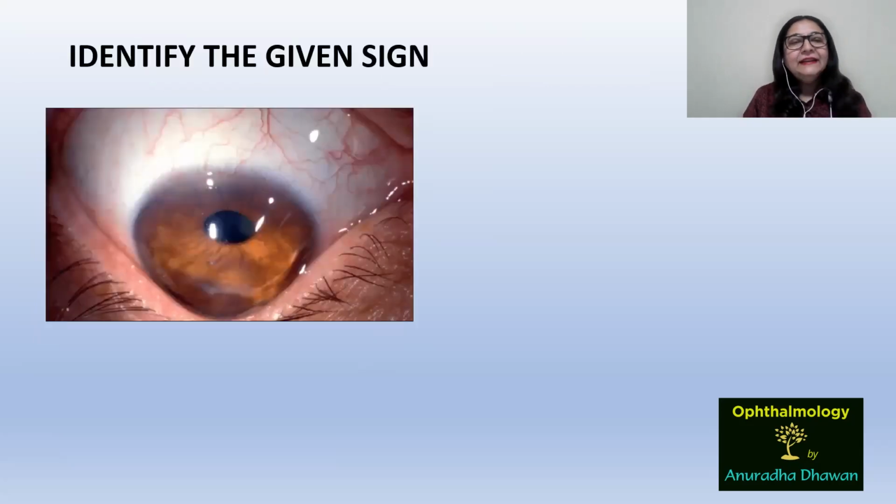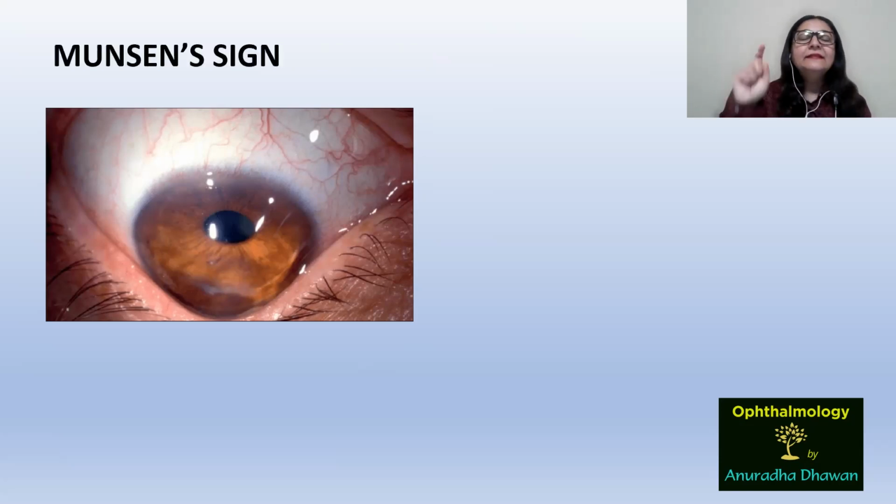Coming to the next image, identify the given sign. So my friends, what are you looking at over here? The patient is looking down. And if you notice carefully, the lower lid of the patient has become conical when the eyeball is downwardly placed. Why? Because of the conical cornea. So this is Munson's sign. Munson's sign is also a feature of keratoconus because the cornea is conical. So when the patient looks down, the lower lid also becomes V-shaped or conical. That is your Munson's sign.